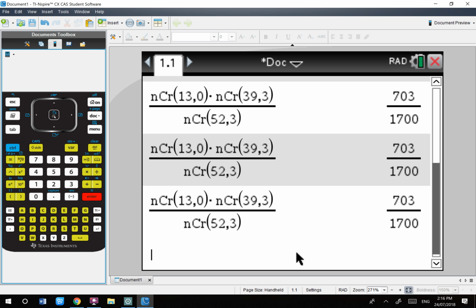I'm not going to evaluate the rest. It's just to show you how to do the probability. It's just this nCr method. The nCr method is very important because we will still use it later.